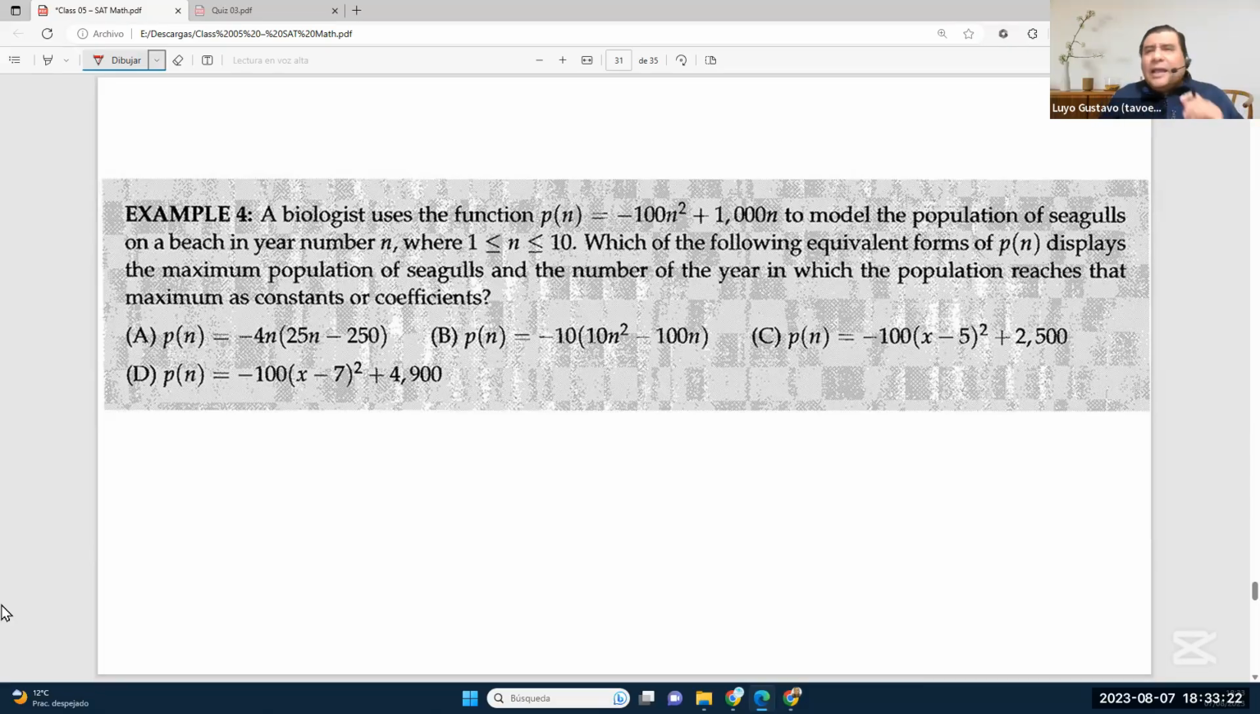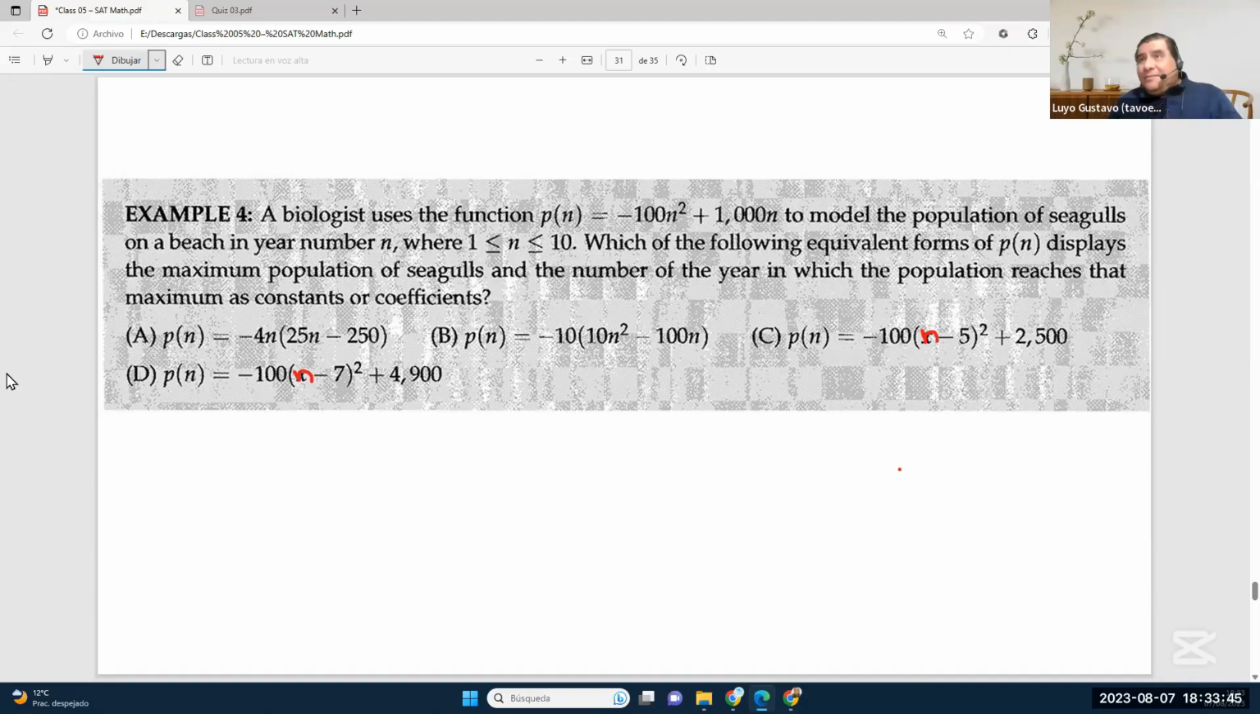I think there is a typo in the options. You can see that A is P of n equals negative 4n. Everything is in terms of n in options A and B, but option C introduces x. Here there is a typo, it should be n, okay? And the same goes here, it should be n. So how do we solve this?